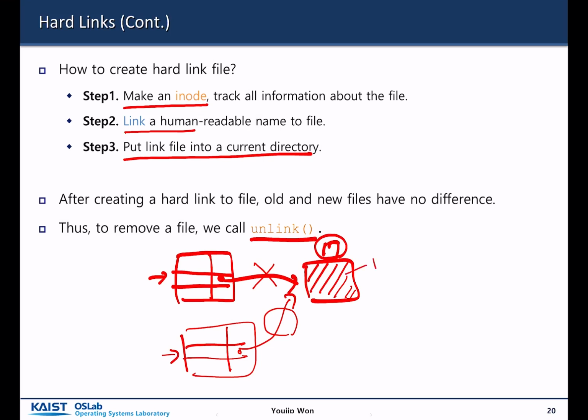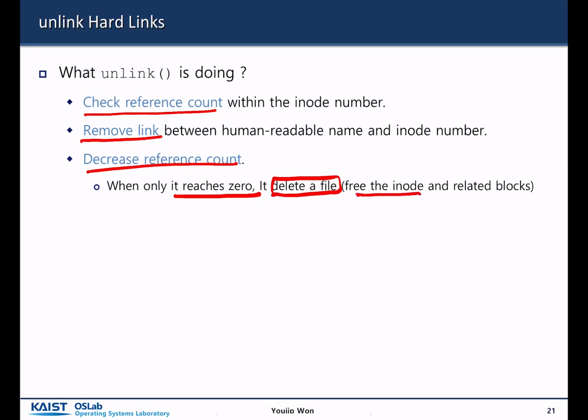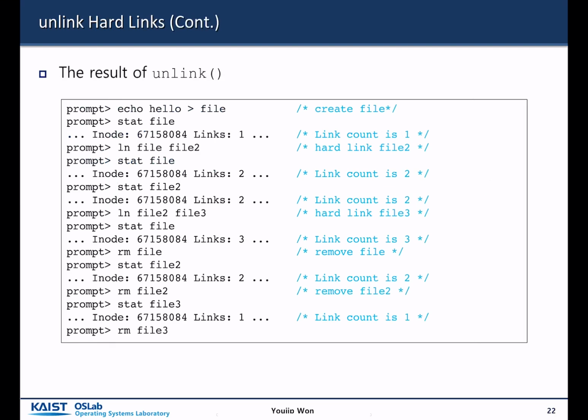Also, the inode maintains a reference counter. So what does unlink do? It checks the reference count within the inode and removes the link and decreases the reference count. When it reaches 0, it deletes the file. So deleting a file means to free the inode and free the related data blocks. So this is the result of unlink. Let's look at the details of it.